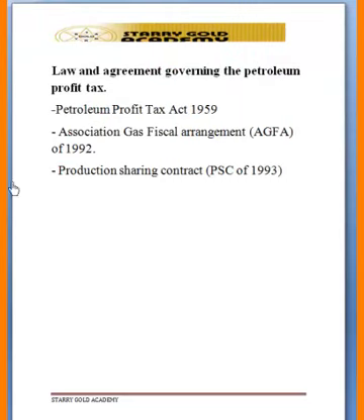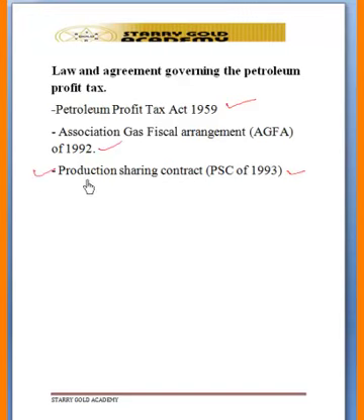What are the laws and agreements governing the petroleum profit tax? We want to look at those for now. For that, we have the Petroleum Profit Tax Act of 1959. That's one of the laws governing or regulating the petroleum profit tax. Then the Associated Gas Fiscal Arrangements of 1992, and the Production Sharing Contract, 1993.